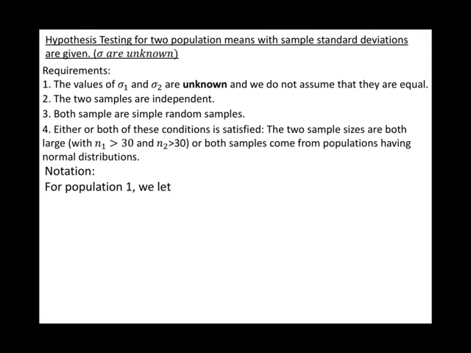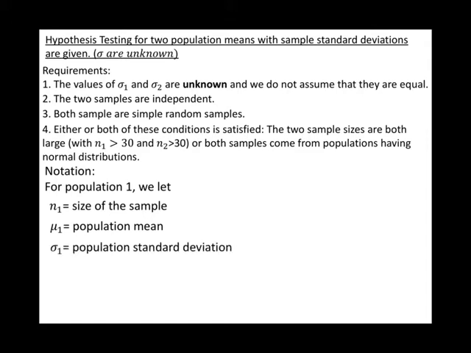Okay, notation. So we have two populations. For population 1, we will have N1 for the sample size, mu 1, that will be the population mean, sigma 1, that will be the population standard deviation, and S1, that will be the sample standard deviation.